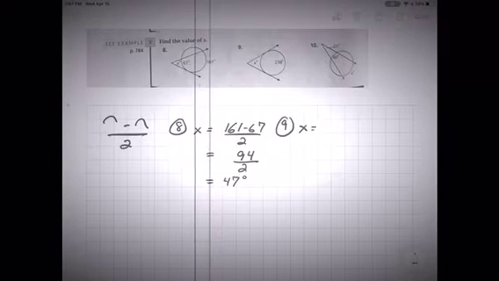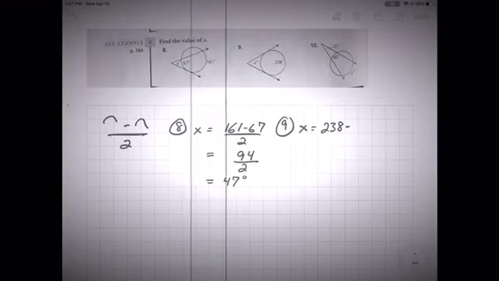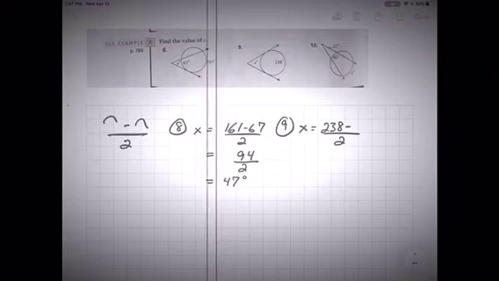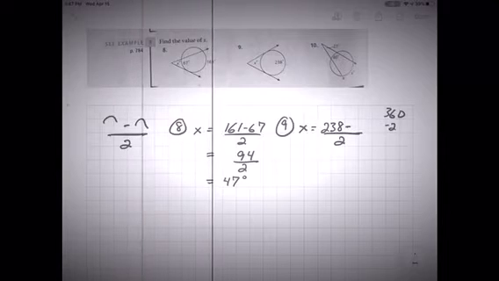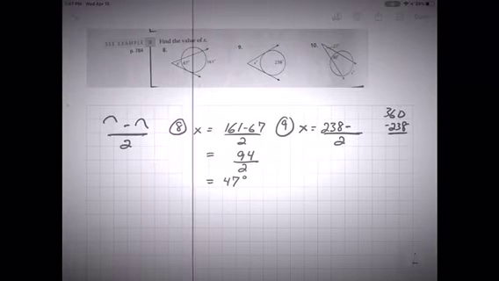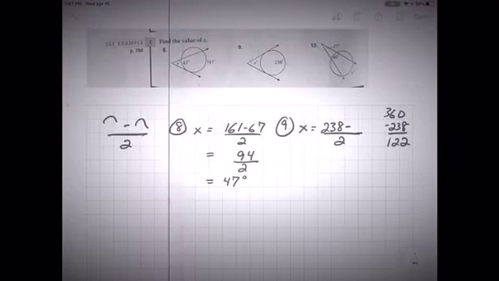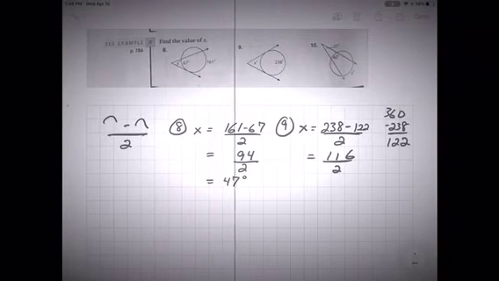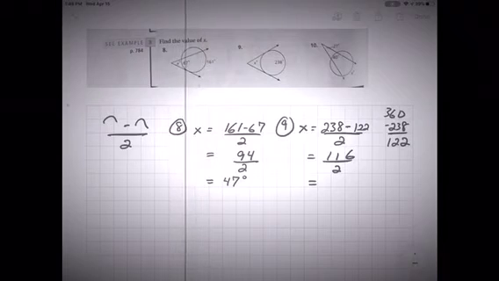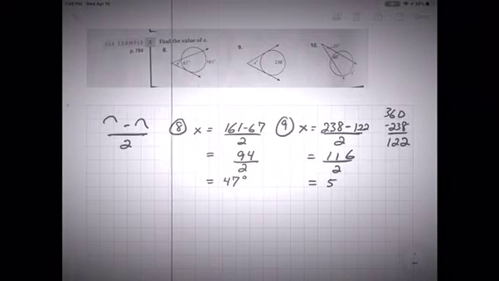So number 9, this one, we are trying to find x. And we're given the 238, but not the other part. But it all has to total 360, doesn't it? So we'll do 360 minus 238, and that gives us the other arc. So 122. So 238 minus 122 over 2. And that's 116 divided by 2, which will give us 58 degrees. 58 degrees. All right, let's move on to number 10.